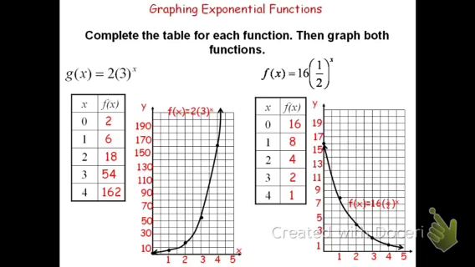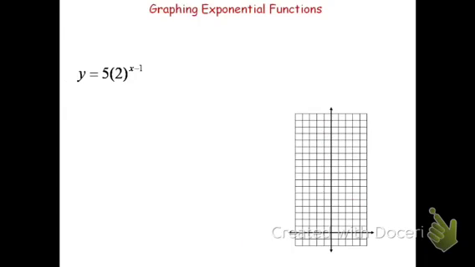Now let's look at one more. Here's an example where it's not with an exponent of just x. We have y equals 5 times 2 to the x minus 1. Now this x minus 1 tells me something important. It tells me that the first term is 5. And every term after the first term is where we're going to start multiplying by 2's.